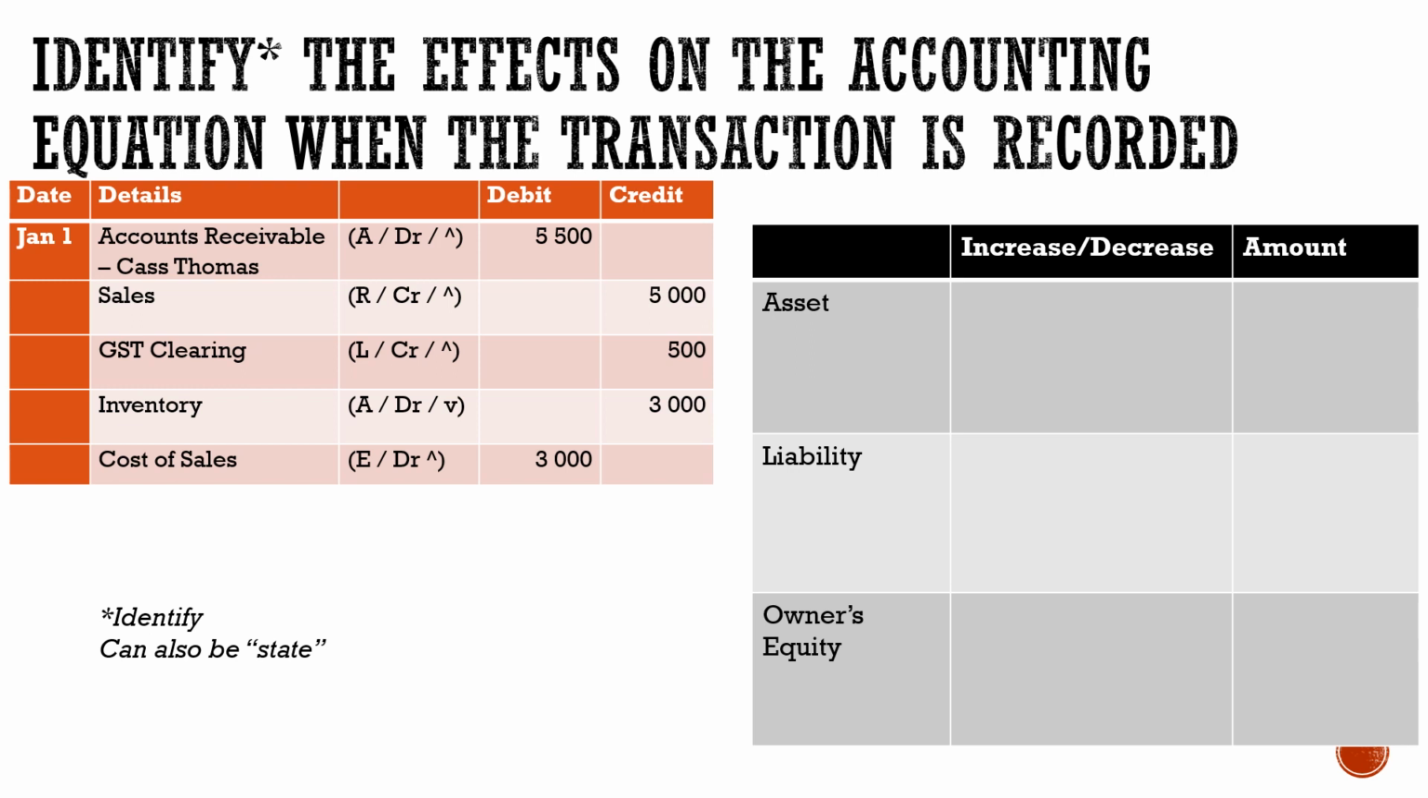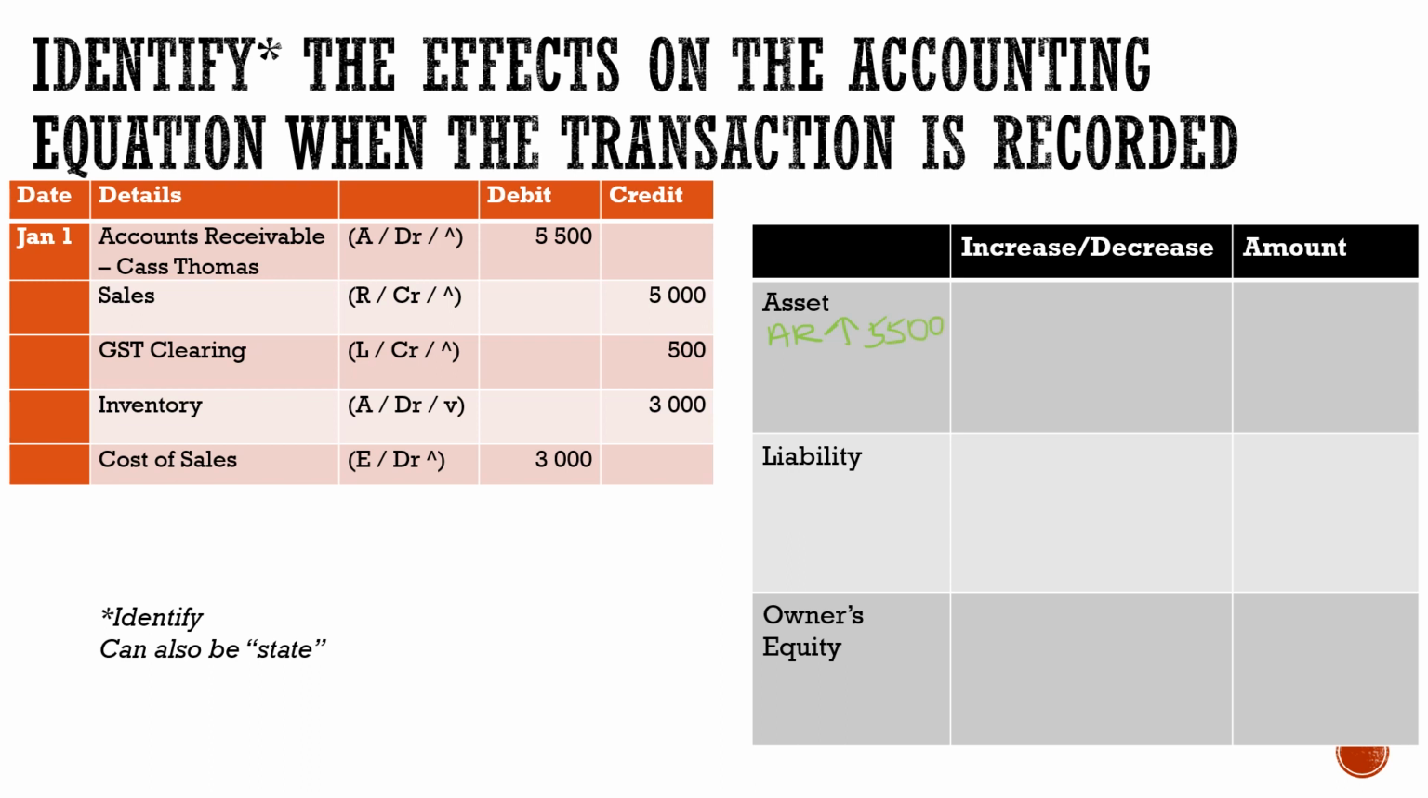First, we're going to look at identifying the effects on the accounting equation when the transaction is recorded. I'm going to use this example here of a credit transaction, a credit sale, and we're going to refer to the general journals to help us out with identifying the effects. So looking at accounts receivable, it is an asset that has increased. So under asset, I'm going to write down here that the AR, accounts receivable, has increased by $5,500.